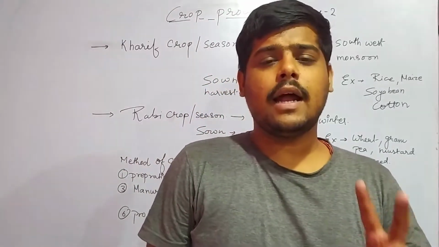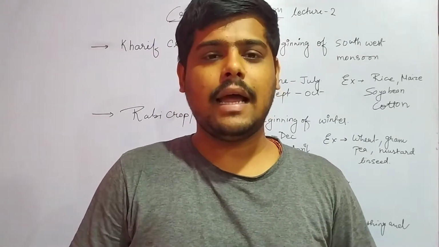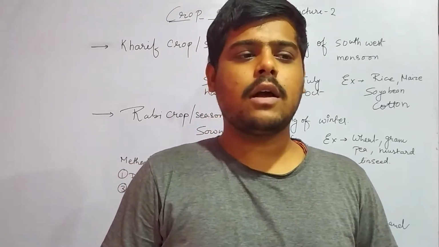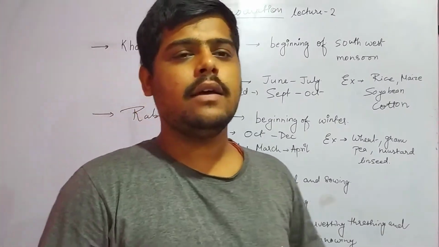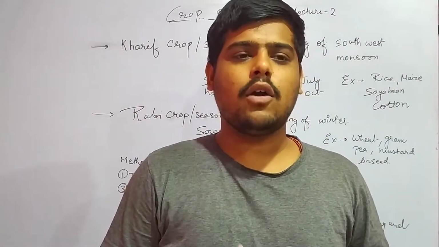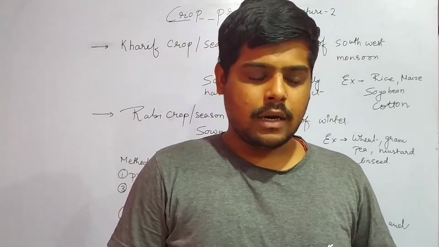In India there are two types of season. First is Kharif season, and second is Rabi season. Now talking about Kharif season or Kharif crop. Kharif crops are mainly started in the beginning of the southwest monsoon. They require a lot of water, so they are sown in the beginning of the monsoon.